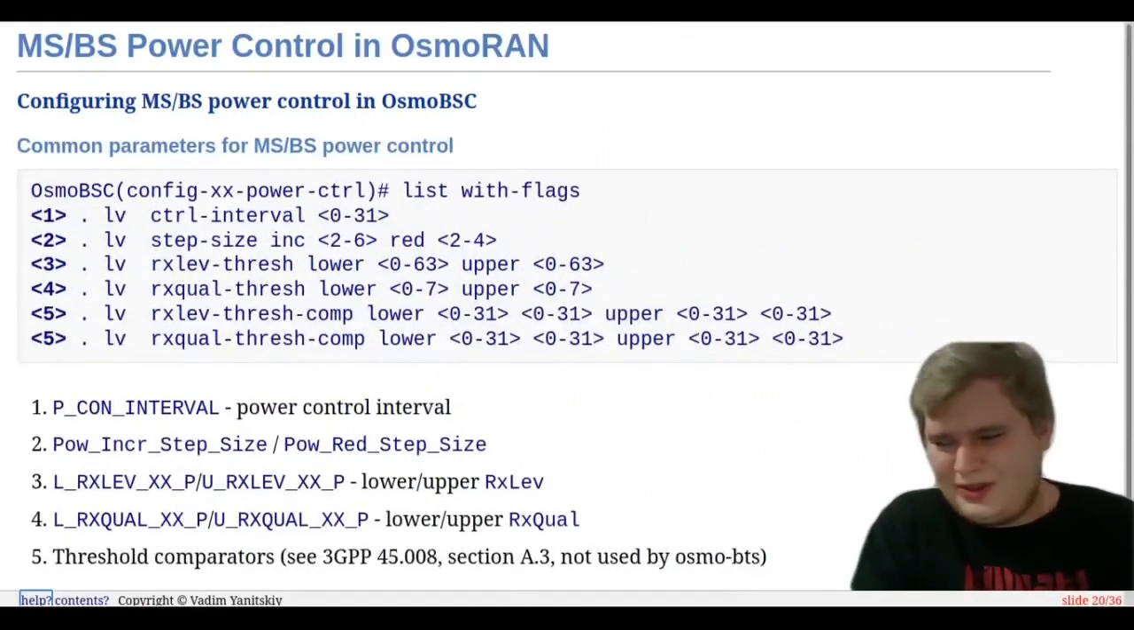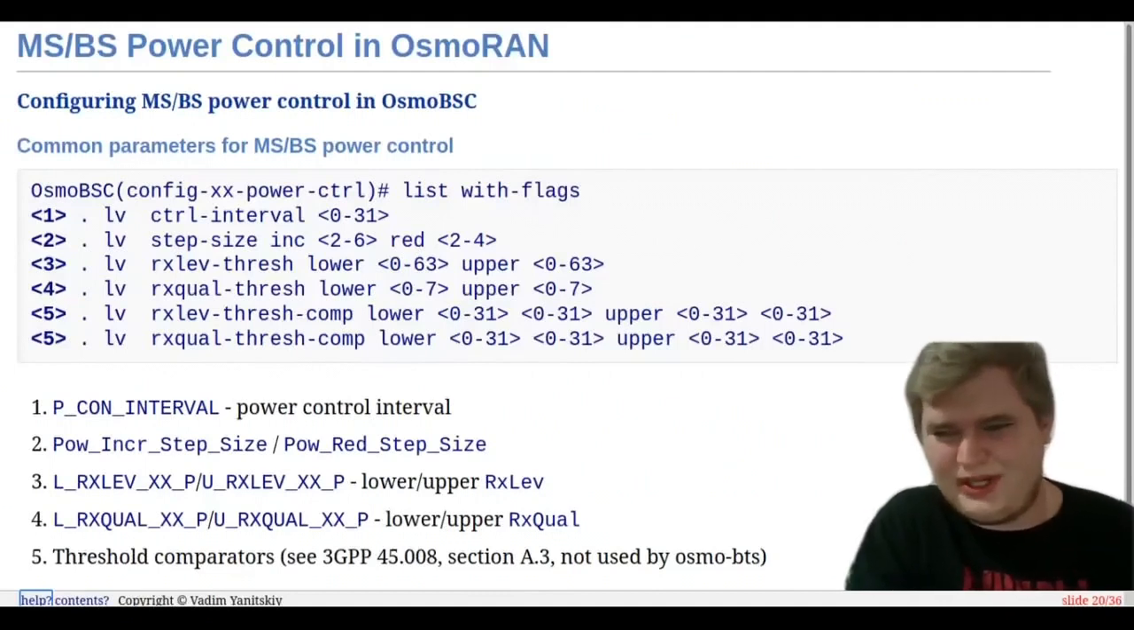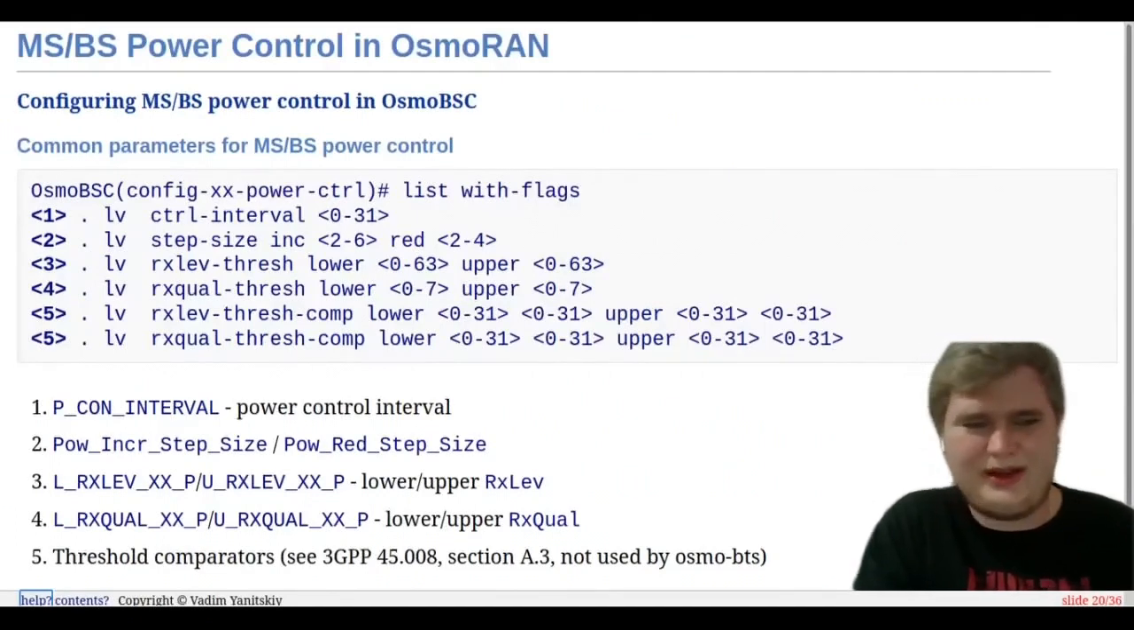So the most common parameters for the MS and BS power control, regardless of the node you are in, that would be the power control interval. That's number 1 on this screen. It basically allows you to intentionally suspend the power control decision. You keep measuring, but postpone the TX power level decision for later to basically stabilize the power control loop. I will talk a bit about this one a bit later.